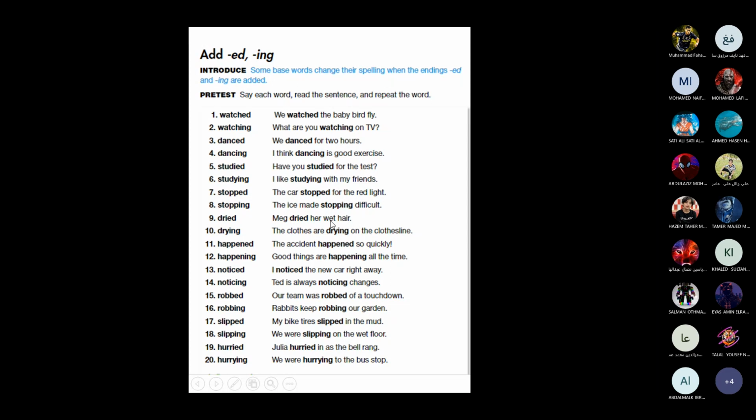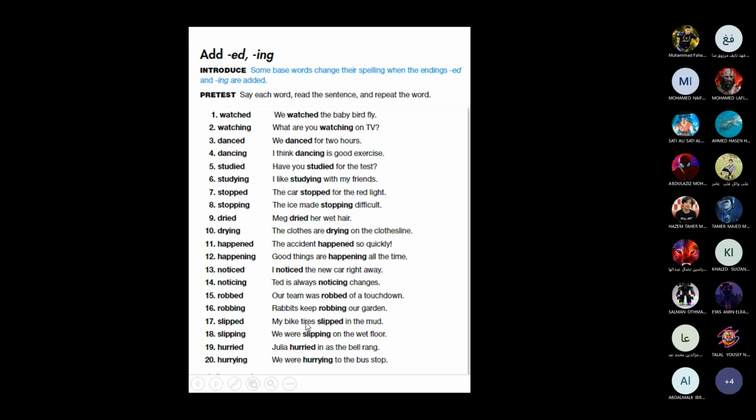Dried: Meg dried her wet hair. Drying: the clothes are drying on the clothesline. Happened: the accident happened so quickly. Happening: good things are happening all the time. Noticed: I noticed the new car right away. Noticing: Ted is always noticing changes. Robbed: our team was robbed of a touchdown. Robbing: rabbits keep robbing our garden.